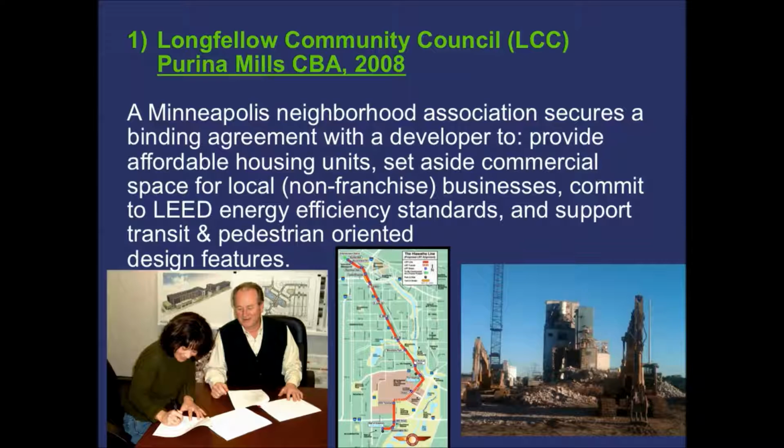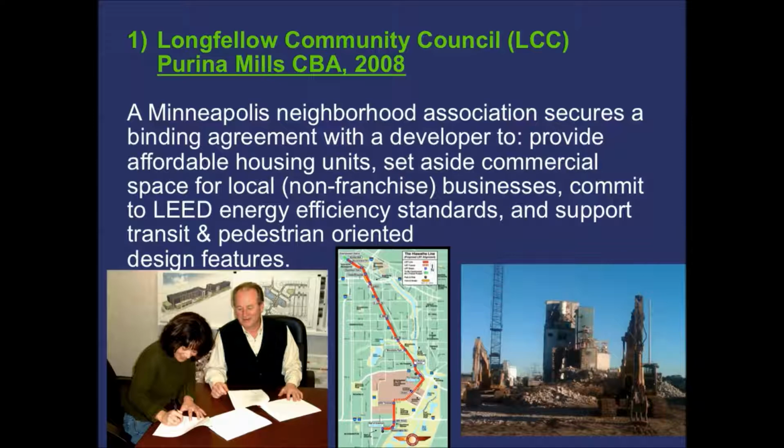Well, one of the first examples of that was the Perina Mills development site. The developer, who grew up in the Longfellow neighborhood, was open to negotiating with the Longfellow Community Council a series of outcomes and benefits for the project, and they did manage to secure a CBA, a binding agreement, despite the protestations of the developer's lawyers and his bankers. He did sign the development. They were concerned that meeting some of the demands of the neighborhood would add undue costs to the project.